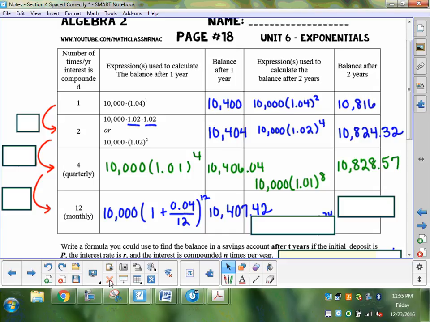Who can tell me what I'd have to do to figure out how much I've got after 2 years? The exponent, everything stays the same, but the exponent is now going to be 24 because you've done 12 cycles twice. So how much money do I have then? Ned, how much money would you have?